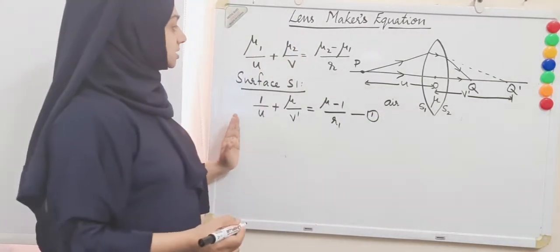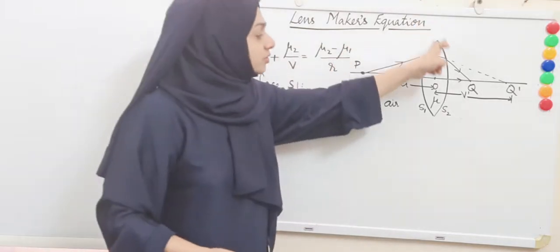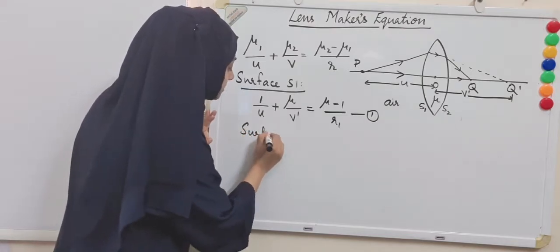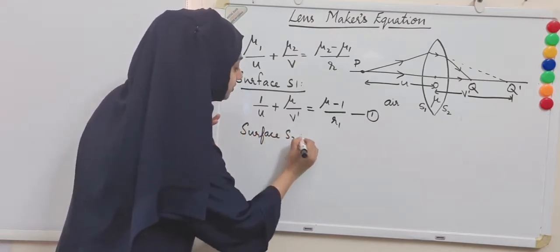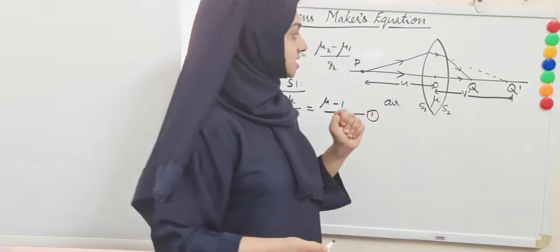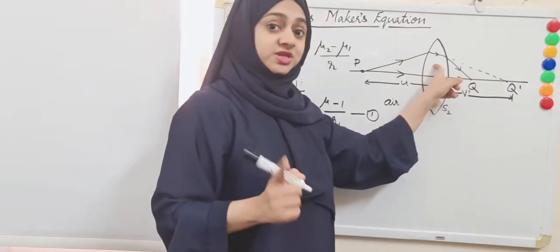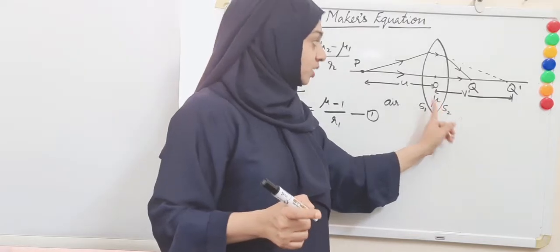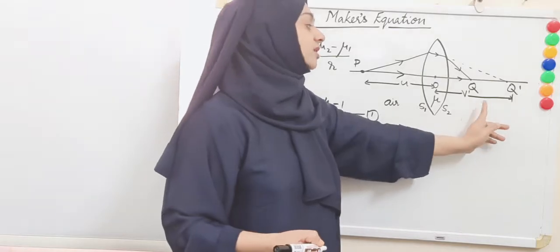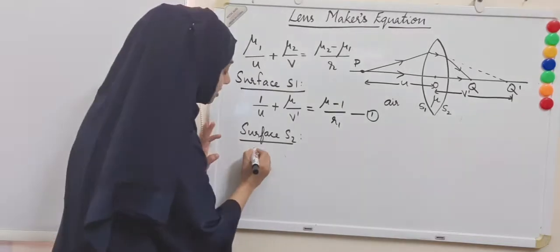Now, let us consider the application of this same general equation for refraction at surface S2. So, when I consider surface S2, here is the refraction taking place. So, what is the first medium? The lens. So, here the first medium has refractive index mu and the second medium is air. So, the second medium will have refractive index 1. So, mu1 is the first medium.